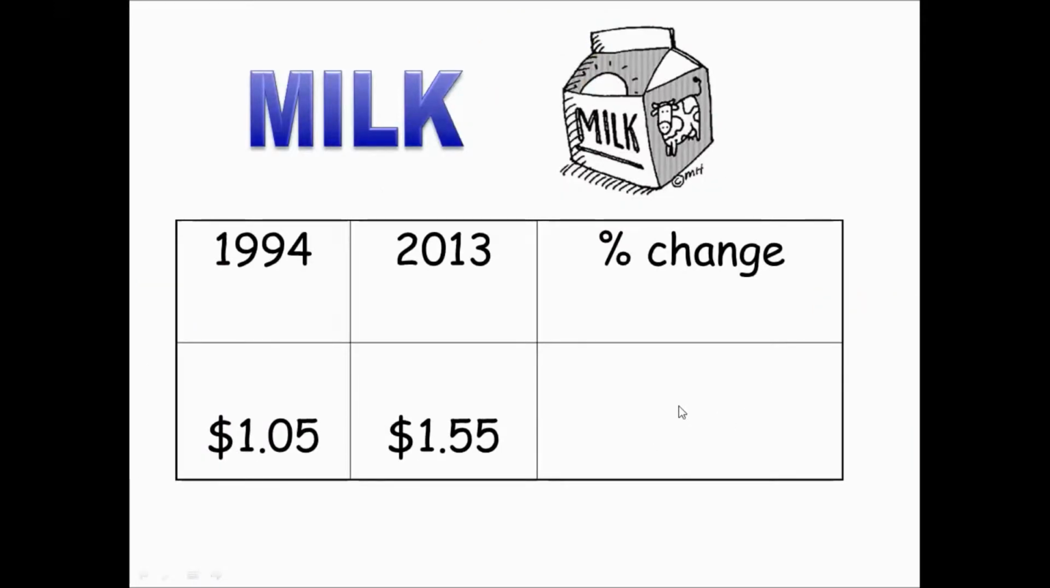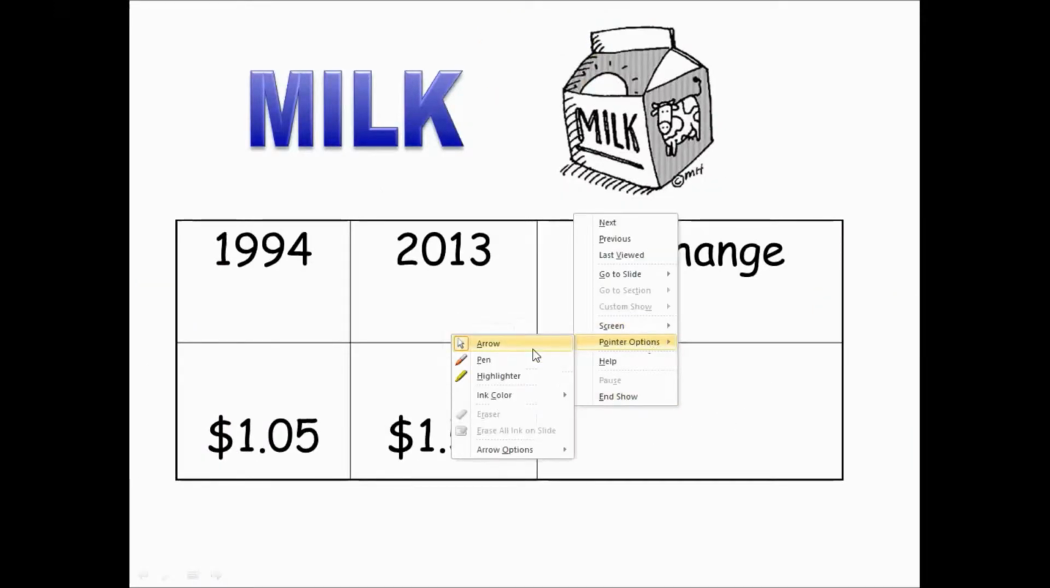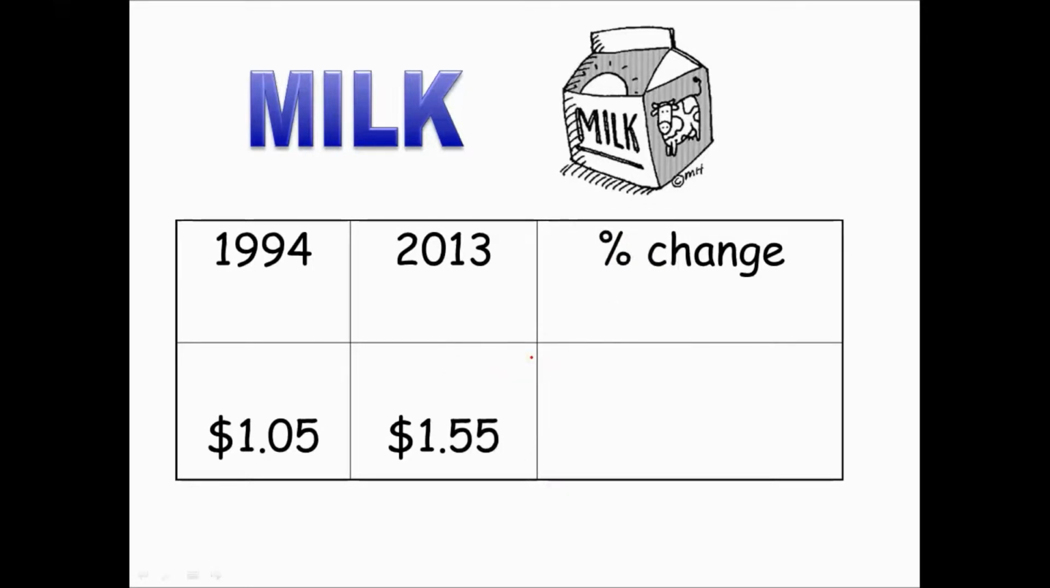Let's start with milk. I'm just going to bring up my pen. In 1994, milk cost $1.05. In 2013, the average price of milk was $1.55. Now to work out the percentage change, we do $1.55 minus $1.05 and work out the difference between the two prices. In this case, it's 50 cents.